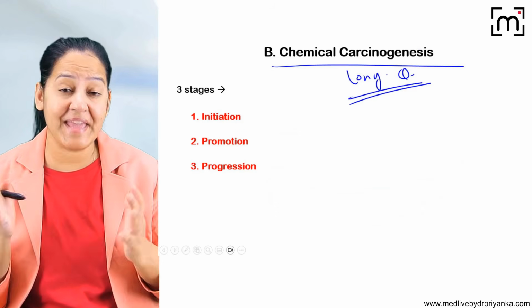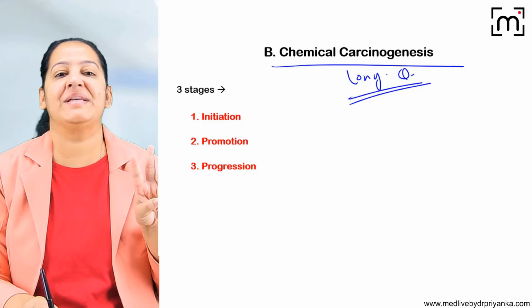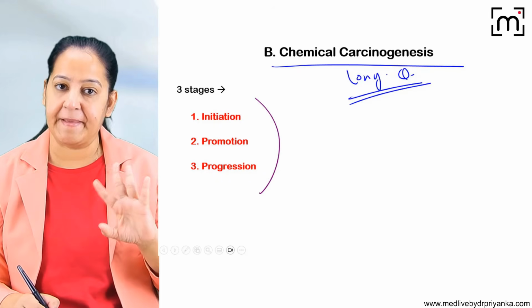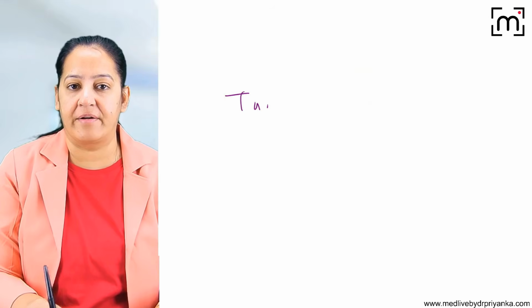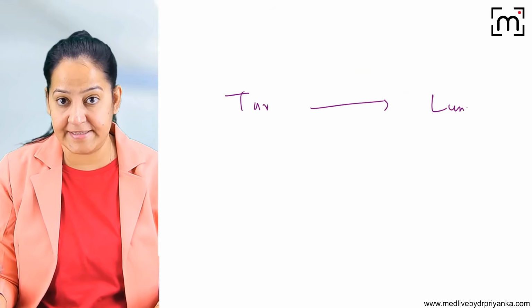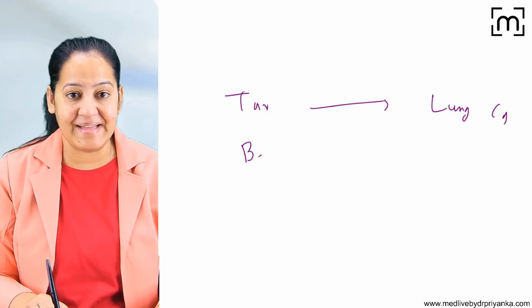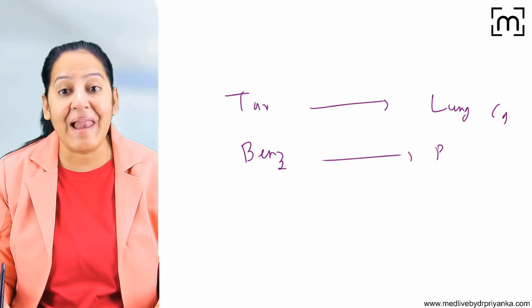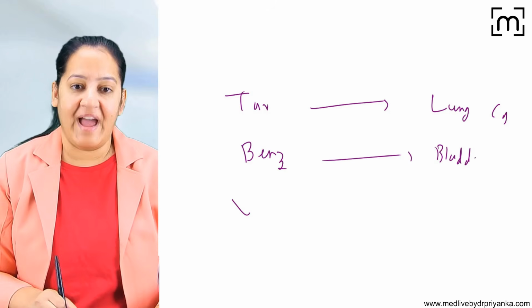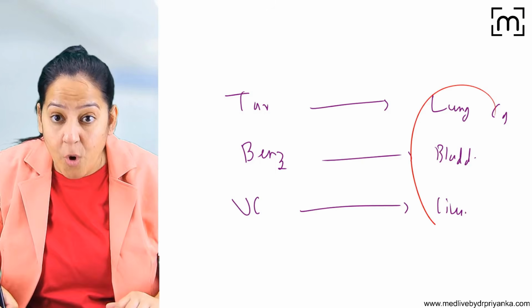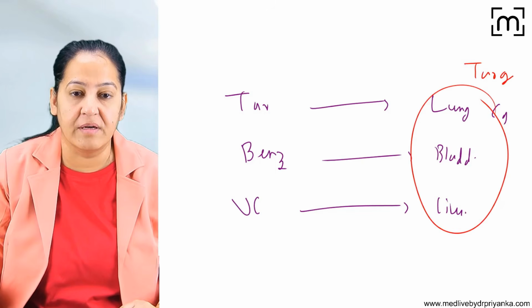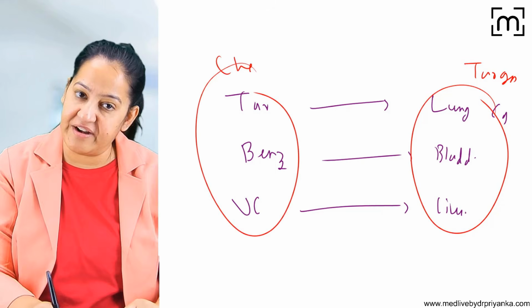So how does a chemical cause cancer? Whatever the chemical, it leads to a particular cancer in the target organ. If I say tar, it leads to cancer in the lung. If I say benzene, it will lead to cancer in the bladder. If I say vinyl chloride, it will lead to cancer in the liver. So this is the target organ. Different chemicals have different target organs.